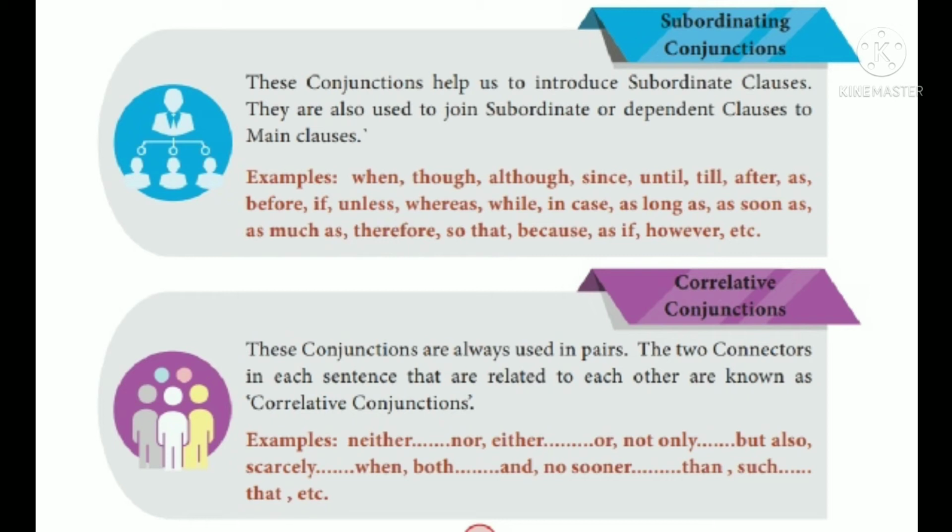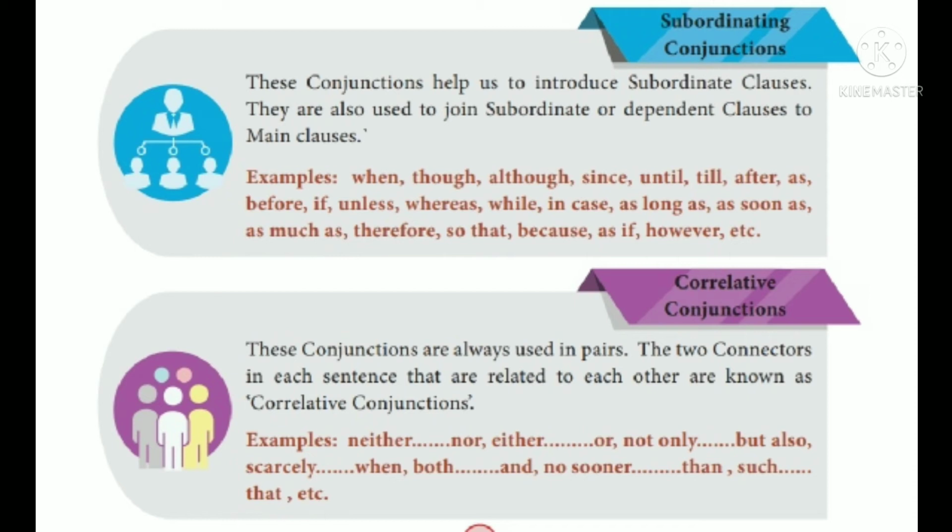You should be thorough with all these examples, then only will you know which is a coordinating conjunction and which are subordinating conjunctions. Next, the third type, we'll see correlative conjunctions. What is the meaning of correlative conjunction? The two connectors in each sentence that are related to each other. Once again, these conjunctions are always used in pairs. Pair means two. So this one will come in pairs. The two connectors in each sentence that are related to each other are known as correlative conjunctions. From the name itself we can get the meaning. It is related to each other, so it is correlative.